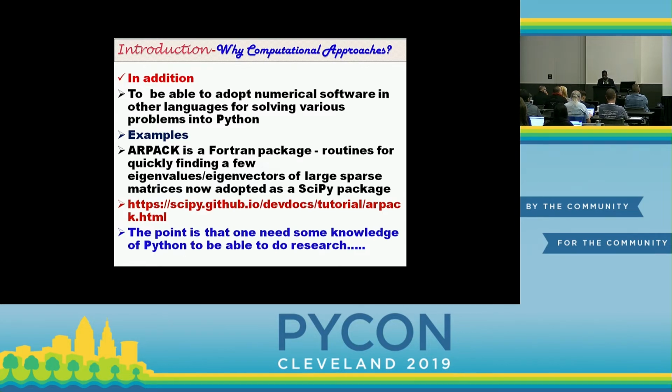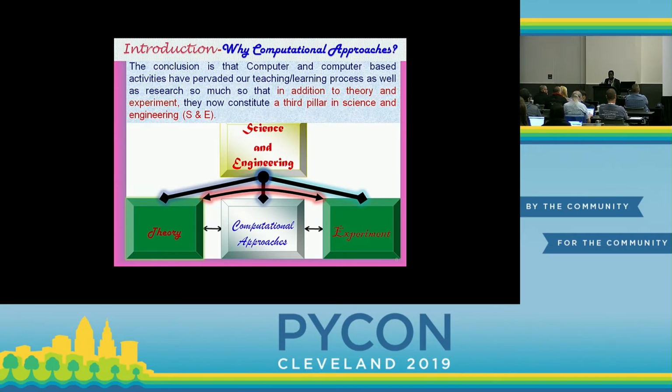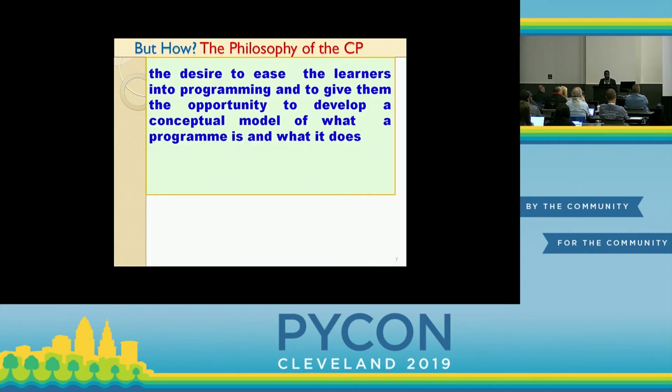So these are some of the reasons why we have to do computational physics. By and large, we know that computers and computer-based activities have pervaded our teaching and learning process, as well as research, so much that in addition to theory and experiment, they now constitute a third pillar in science and engineering. Now, but how do we do this? That is a big question.